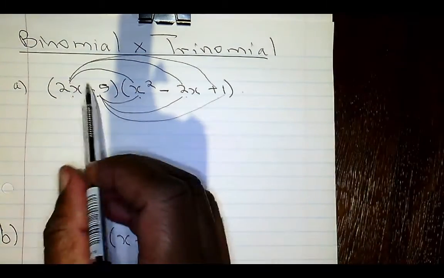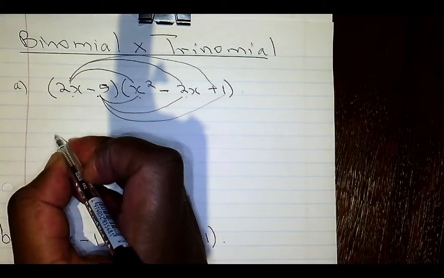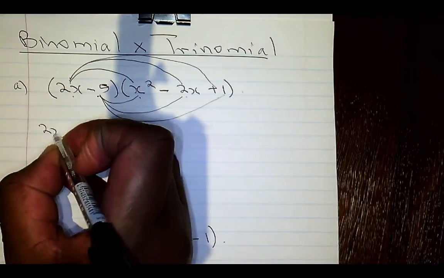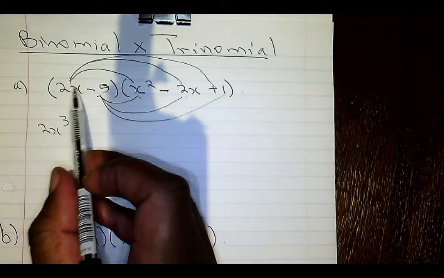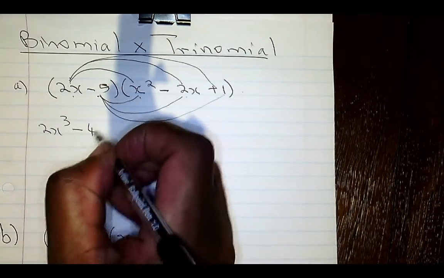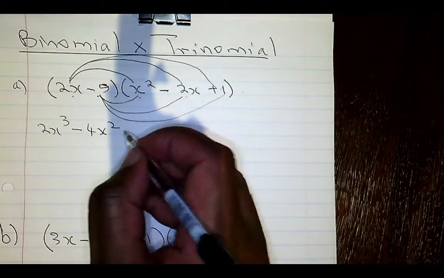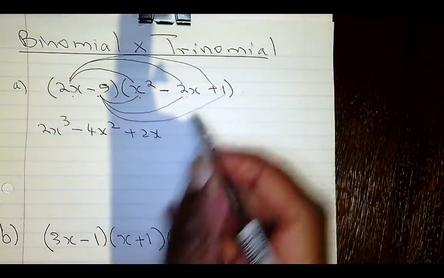So let's do that. So what is 2x multiplied by x squared? That will give us 2x cubed. Then what is 2x multiplied by negative 2x? That will give us negative 4x squared. Then 2x is multiplied by 1. That will give us plus 2x. So we're done with that one.